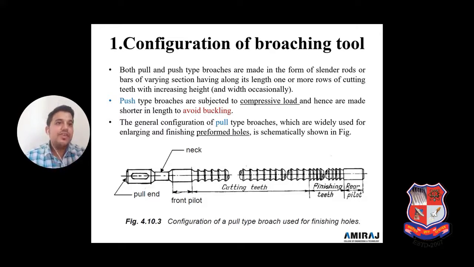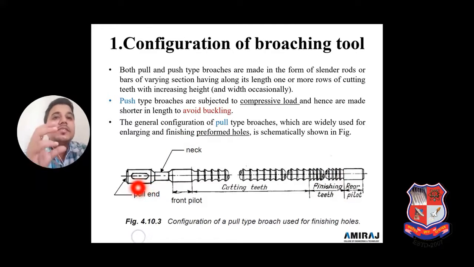The general configuration of the pull type broach, which is widely used for enlarging and finishing a pre-formed hole, is symmetrically shown in the figure. Have you observed this? We have some components. First one is the pull end, second one is the neck, third one is the front pilot, then cutting teeth, finishing teeth and the rear pilot. Now we learn the individual parts.